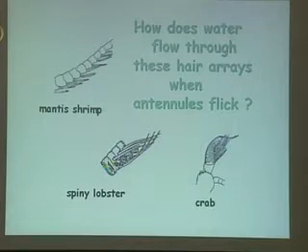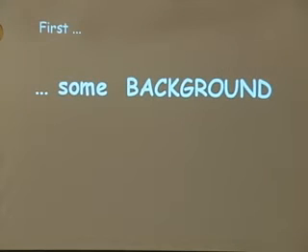So how does water flow through these arrays of chemosensory hairs when the antennules are flicking around the way the animals move them? And to understand this, I need to first go through some background because I figure I've got a diverse audience here and not everybody does fluid mechanics.